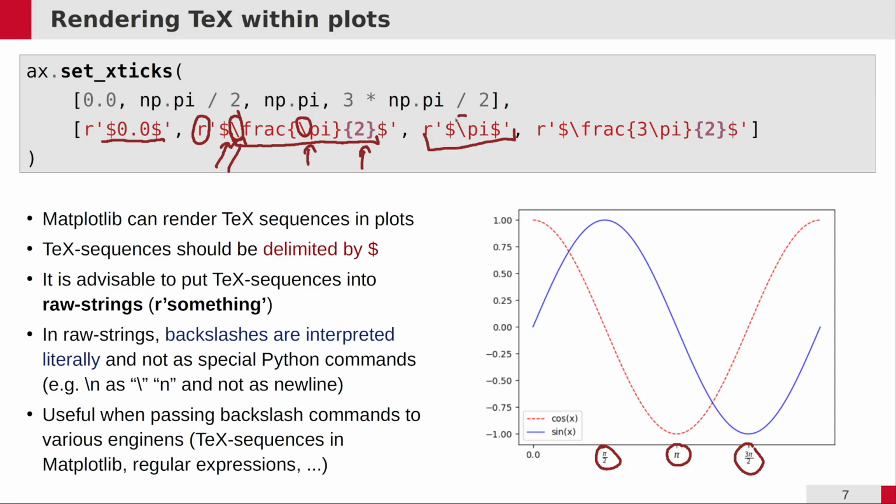When Python sees a backslash character, it will treat it as a literal backslash character, and it will pass it accordingly to matplotlib. So whenever you are passing text sequences to matplotlib, or later if you are using regular expressions, make sure that you are using raw strings, because it makes the backslash handling very easy. You can just write literal backslash characters and you don't have to escape them by some complicated means.